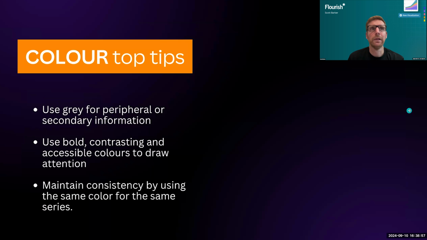Okay. So color. Using gray for secondary information is a really good tip. Using bold and contrasting colors, and also maintaining consistency. So if you've got a load of slides, and let's say it's countries like we were looking at before, make sure that Brunei is always the same color as you go through those slides, so that your reader can pick that out very easily.